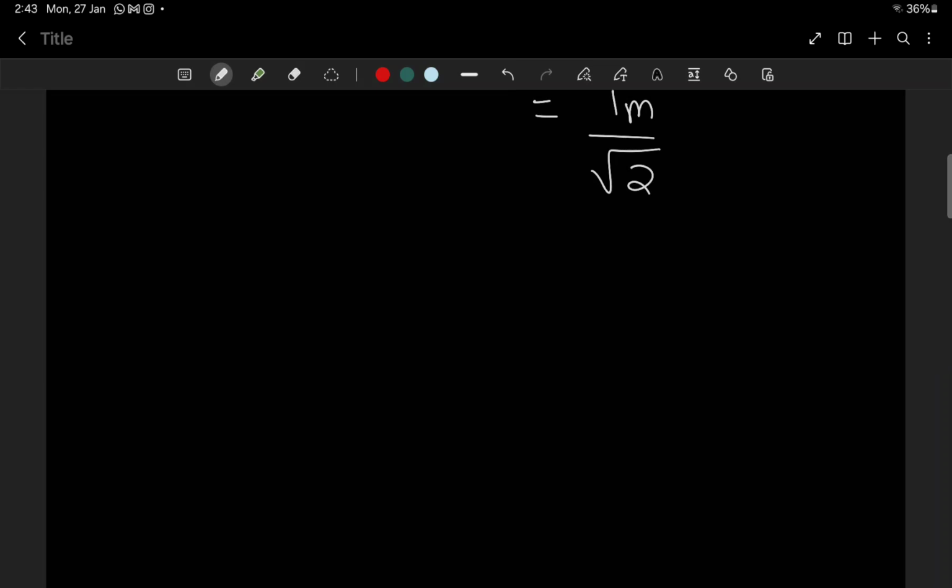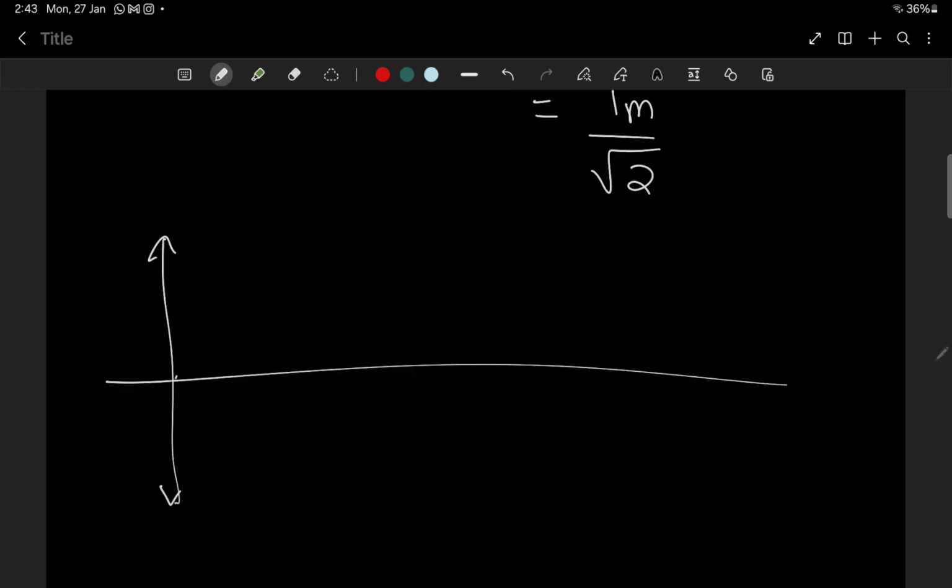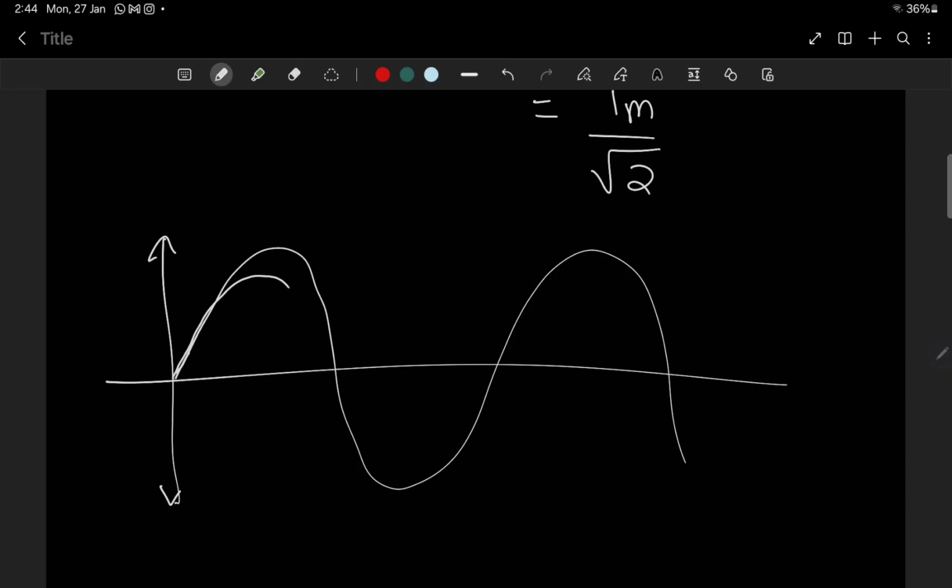Now the graph or phasor diagram. What is the phasor diagram here? Here, voltage is going like this. Current is also in the same phase as voltage, so it will be going like this, but the amplitude will be less, as V naught by R is the current. So this is the current.